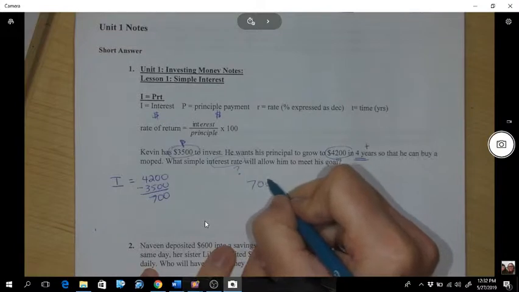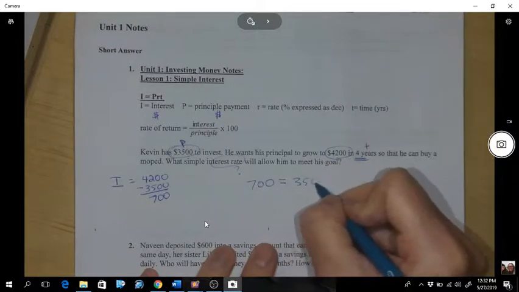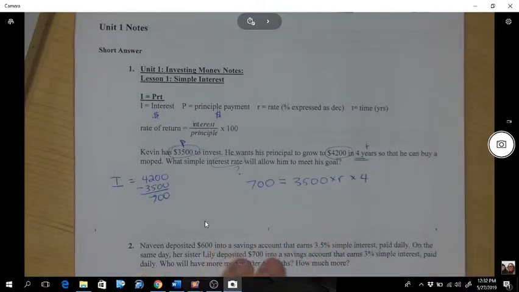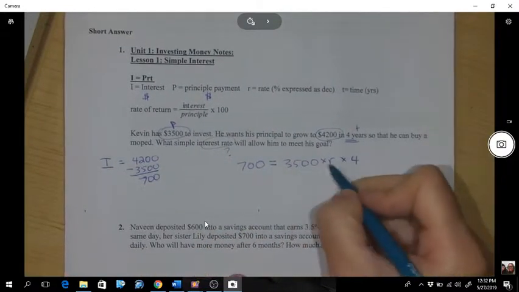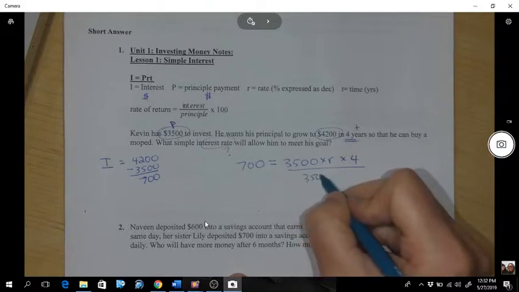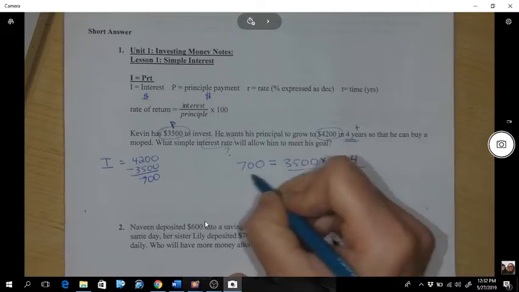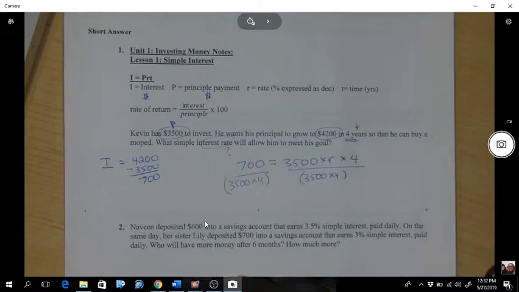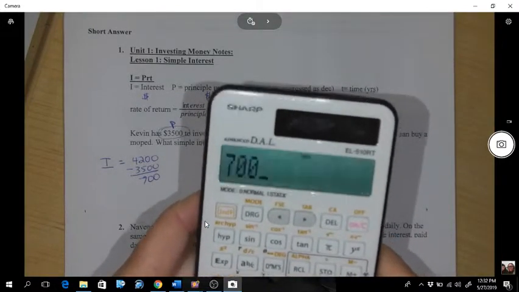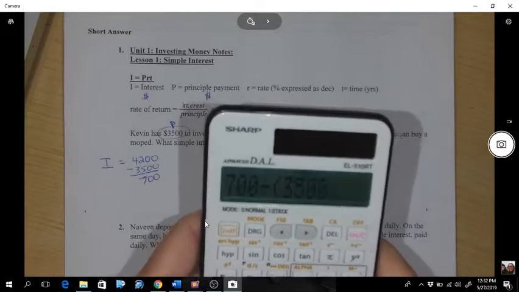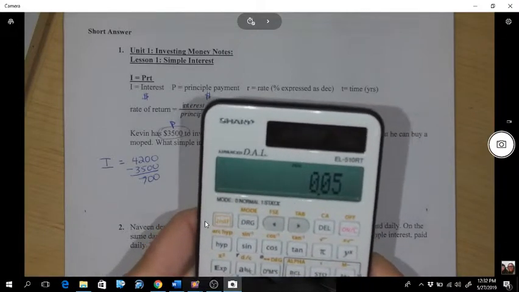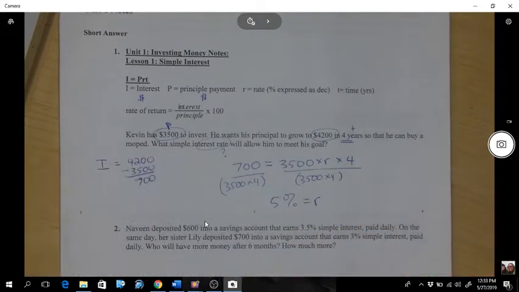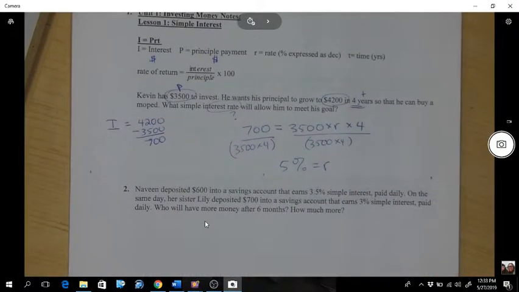Okay, so interest equals P times R times T. So we have that set up. Now we have to isolate R, so we need to divide. Okay, so in my calculator what you would see is 700 divided by, and then brackets. So 5% is the rate that he would need to get there.